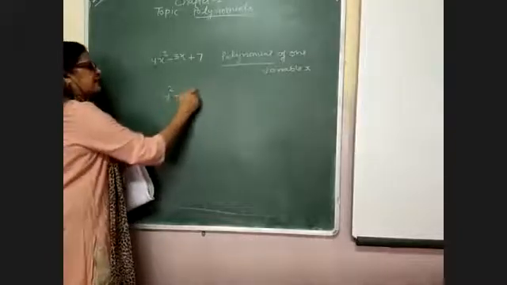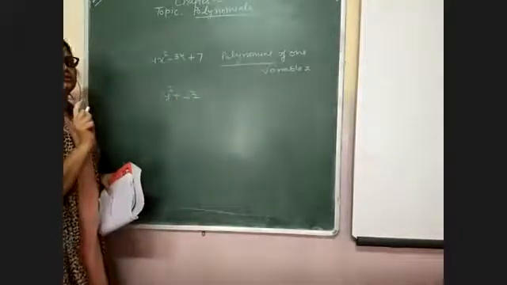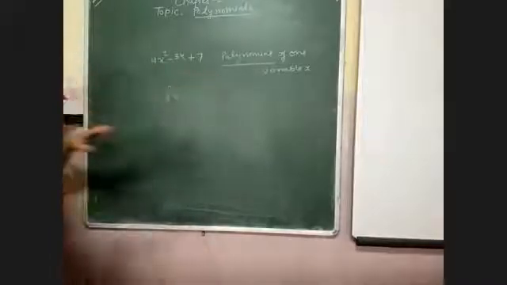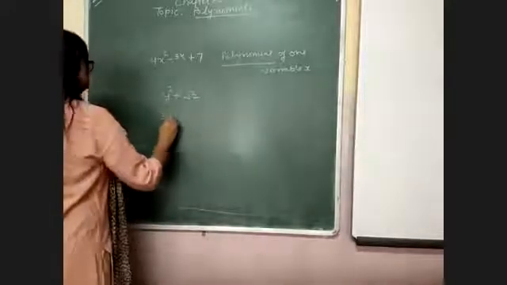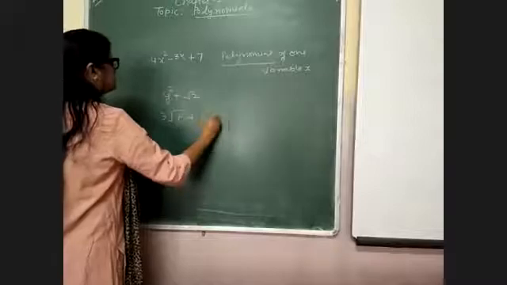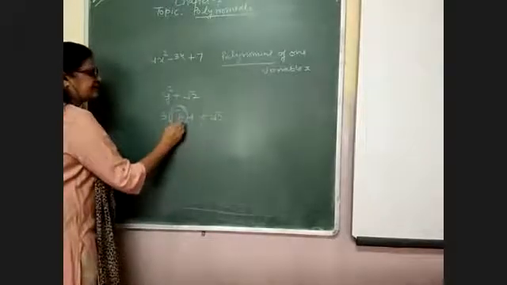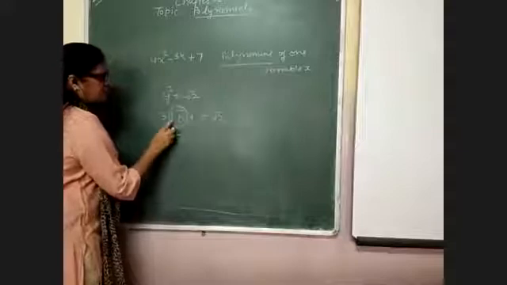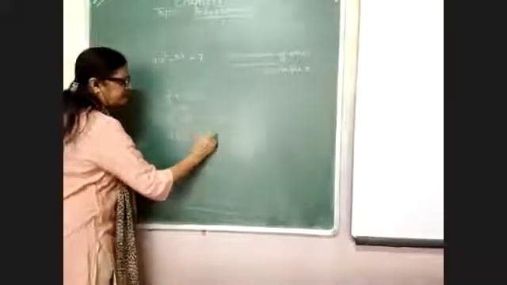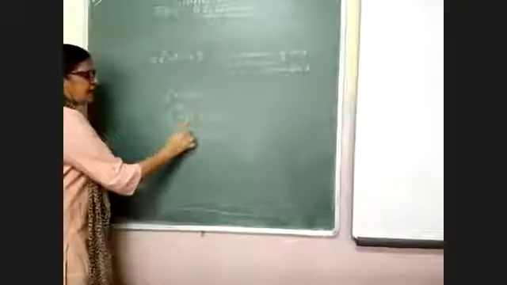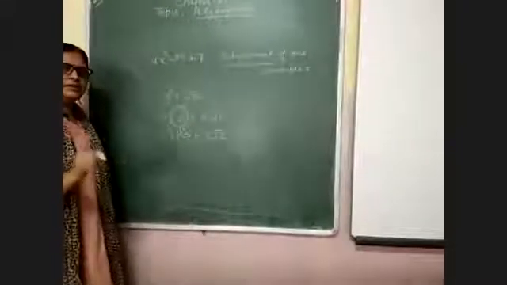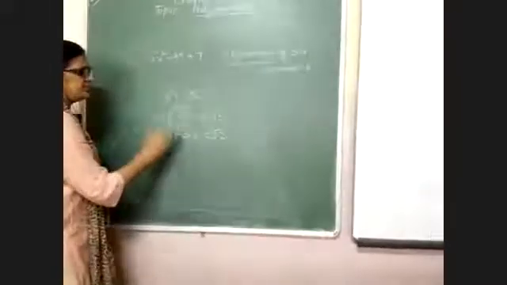Okay, next one is y square plus root 2. Here also one variable is used, so it is also a polynomial of one variable. Now next one is 3 root t plus t root 2. Here the degree of root t, when you remove the square root, becomes half. So half is not a whole number. It is not a whole integer. So it is not a polynomial.